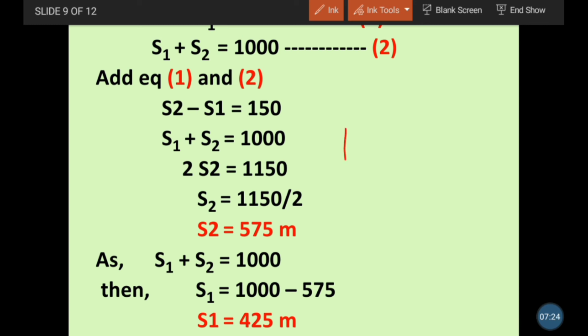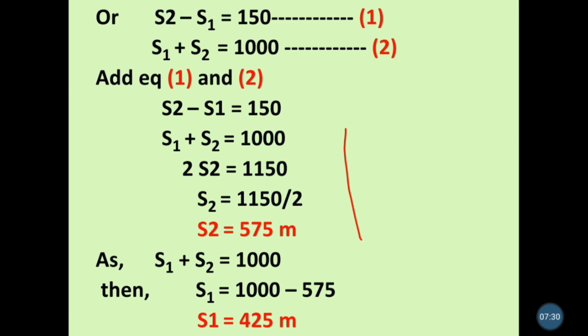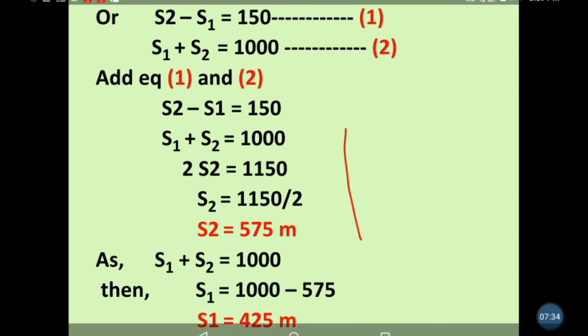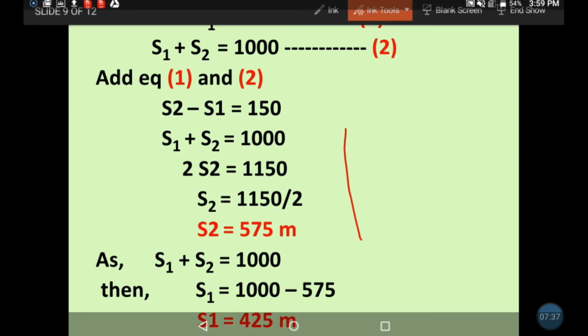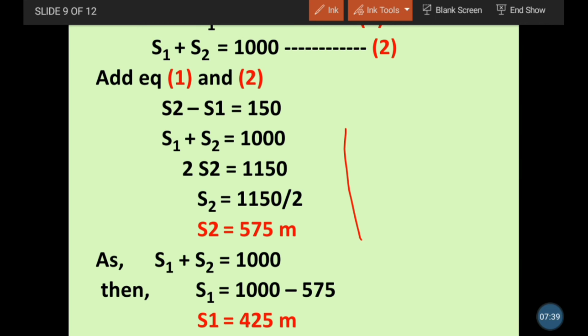Now we have two equations: S2 minus S1 is equal to 150, and S1 plus S2 is equal to 1000. We will solve these two equations simultaneously. First of all, we add the two equations, which gives 2S2 = 1150, so S2 = 1150 divided by 2, so S2 = 575. We put this value in equation number 2: S1 plus S2 = 1000, so S1 = 1000 minus S2 = 1000 minus 575, which is 425.